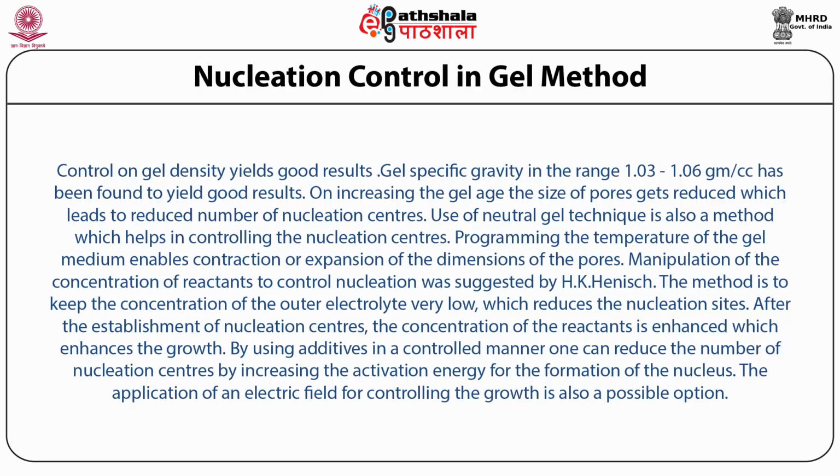Manipulation of the concentration of reactants to control nucleation was suggested by H.K. Henisch. The method is to keep the concentration of the outer electrolyte very low, which reduces the nucleation sites. After the establishment of nucleation centers, the concentration of the reactants is enhanced, which enhances the growth. By using additives in a controlled manner, one can reduce the number of nucleation centers by increasing the activation energy for the formation of the nucleus. The application of an electric field for controlling the growth is also a possible option.